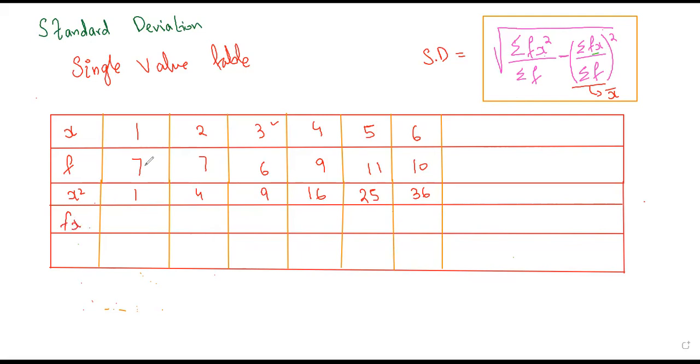So this would be f into x. Let's do that first. 1 into 7 is 7. 2 into 7 is 14. 3 into 6 is 18. 4 into 9 is 36. 5 into 11 is 55. And 6 into 10 is 60. And when I say fx squared, please fill this column, and once you are done, I will ask you. Just fill in this column and then I'll ask you.